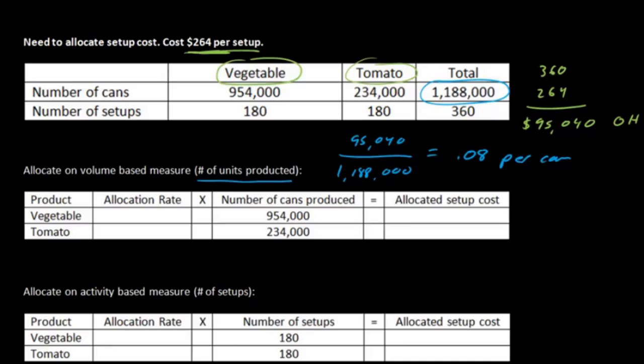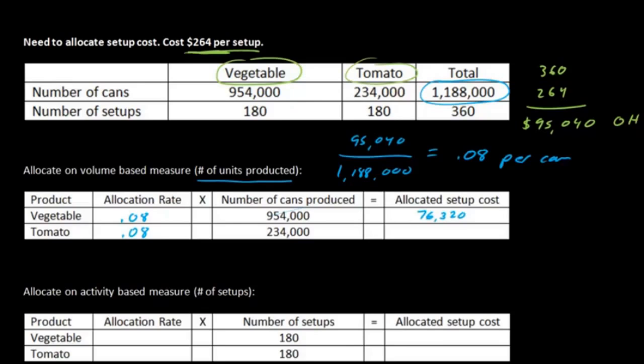1,188,000. So we just take that overhead cost of 95,040 and divide it by 1,188,000, and you get 8 cents per can. So if you want to allocate this cost based on the number of units or the number of cans produced, our allocation rate is going to be 8 cents per can.